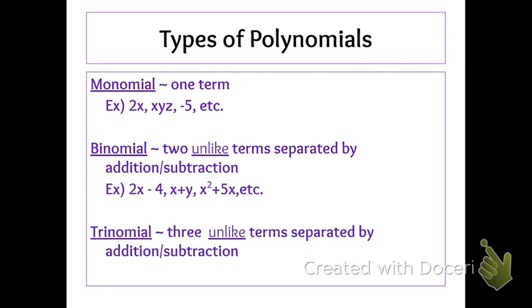And if there are three terms, we call that a trinomial. So x squared plus x minus 11 is a trinomial. And again, we don't have any special names for anything above that. So if you have something with 4 terms, you would just call it a polynomial with 4 terms.